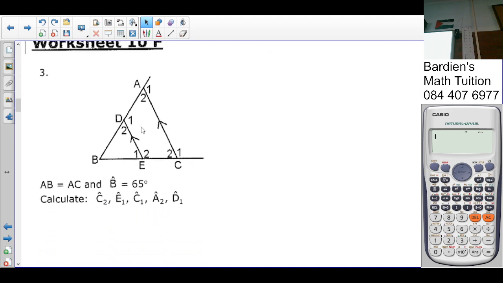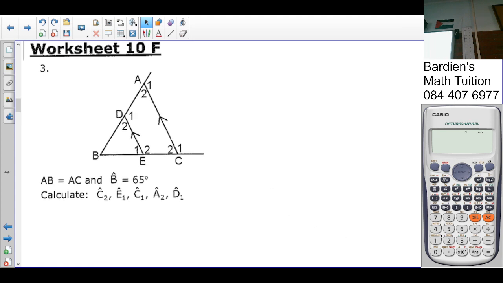Worksheet 10F, number 3. We are told that AB is equal to AC. So if that is the case, what do we know? We know that angle B is equal to angle C2. Why? Angles opposite equal sides. Okay. Then we are told that angle B is 65. So it is 65 degrees.